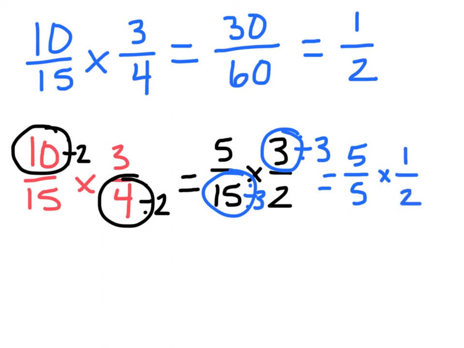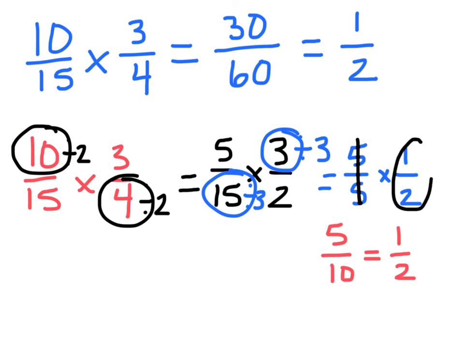Now here we can do one of two things. We can either multiply across, giving us 5/10, or 1/2, or we can say, we know 5 over 5 is 1. We can just make that a 1 and know that our final answer is 1/2. Once again, whichever order you do it in is okay. It's basically the same process.